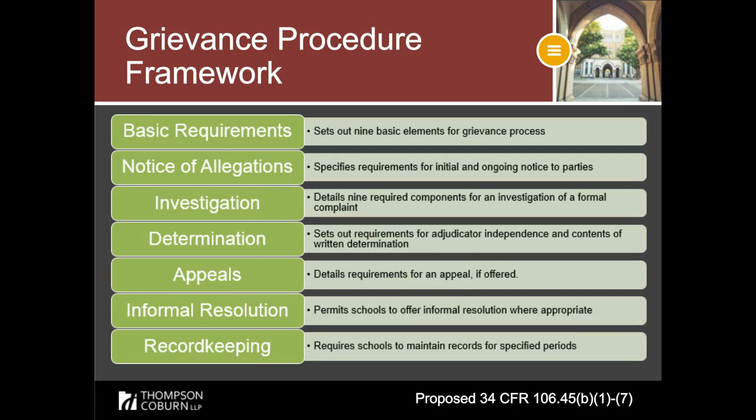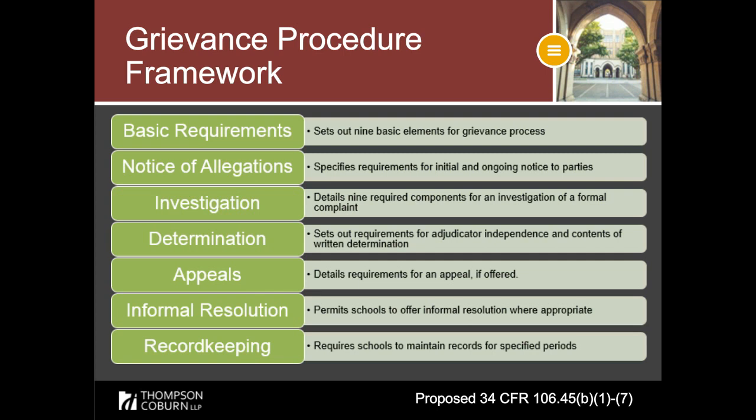Again, I like to see visuals. I kind of like the blueprint approach. So there are 7 components to the grievance procedure framework. We're going to walk through all these. You got some basic requirements, and then the department talks about what the notice of allegations needs to look like and ongoing notice requirements. They get into the investigation, determination, a lot around that. Appeals, informal resolution, and record keeping.